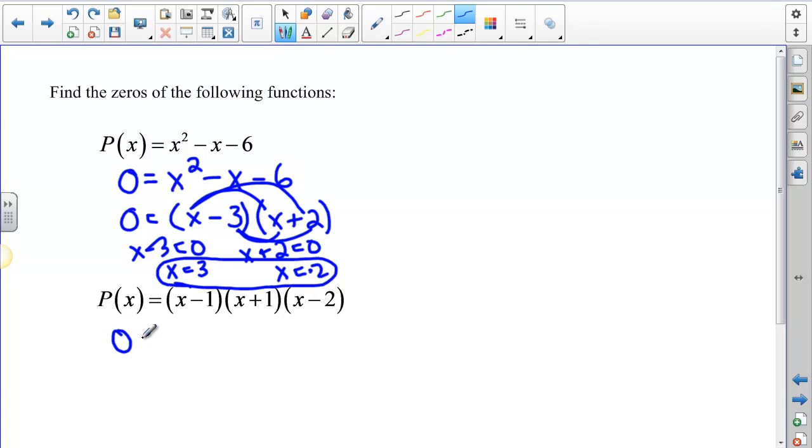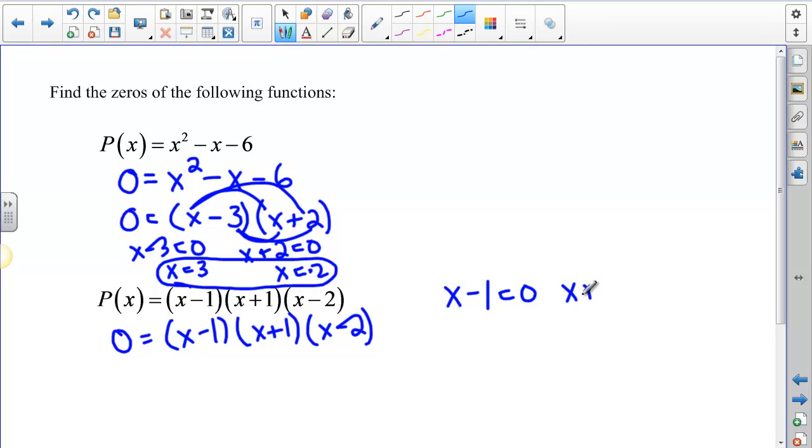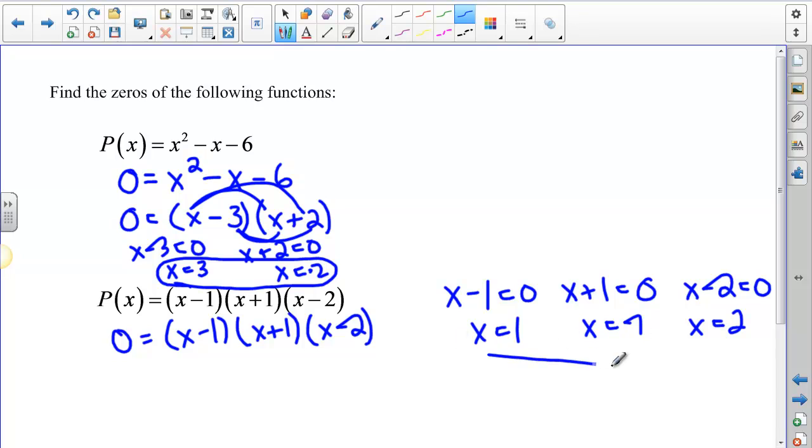Here, the polynomial is already solved for us. It's already factored. And so we just take these factors, x plus 1, x minus 1, and x minus 2, and we set all those equal to 0. I can say x minus 1 equals 0, and x plus 1 equals 0, and x minus 2 equals 0. And so x equals 1, x equals negative 1, and x equals 2. And there's our zeros.